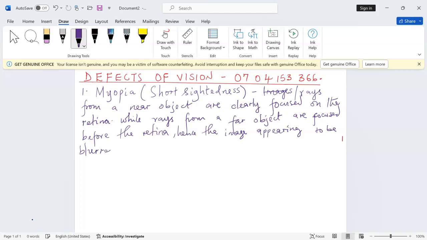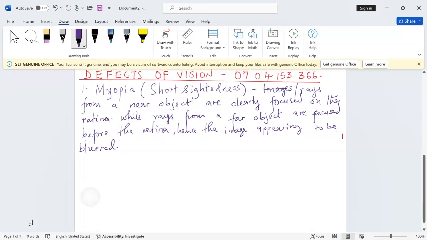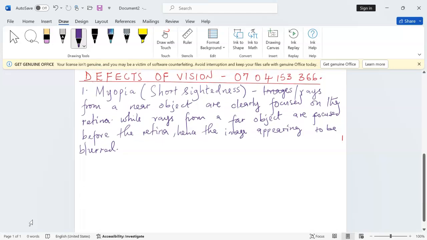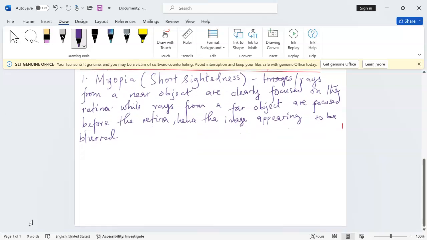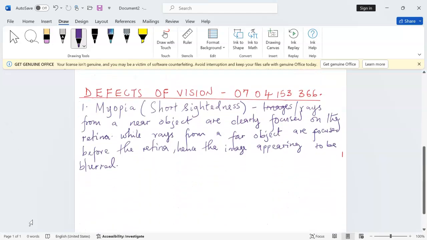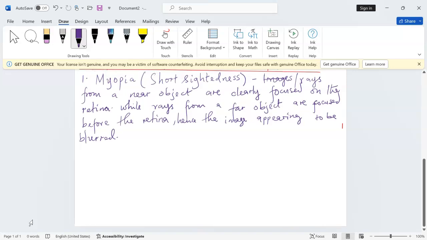I must mention that the retina is like the screen where images form in the human eye. Then there is a lens which focuses, or rather which refracts light, so that it may be focused at the retina. Let me show you the defect. Normally, the human eye of an individual who has short sight, let me draw it.